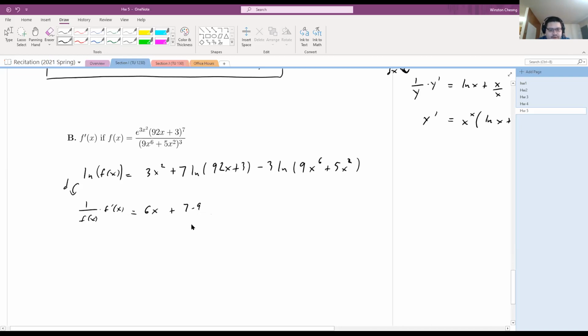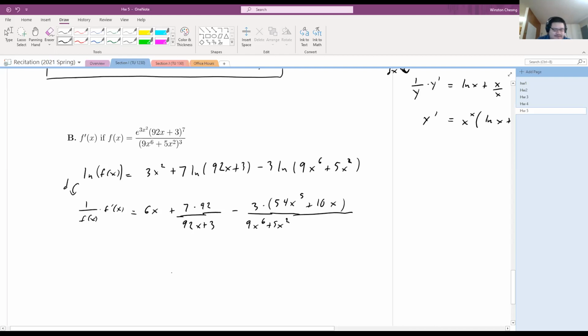Sorry, I did that a little out of order. I was preempting the chain rule. So let me write 7 over 92x plus 3 times, and then chain rule, right? Because I have to take the derivative of the inner function. That's going to give me a 92. And then minus, and now here, 3 over 9x to the 6 plus 5x squared. And this is going to be multiplied by the derivative of the inner function, which is this polynomial. That's going to give me a 54x to the 5th plus 10x, I think. Right.